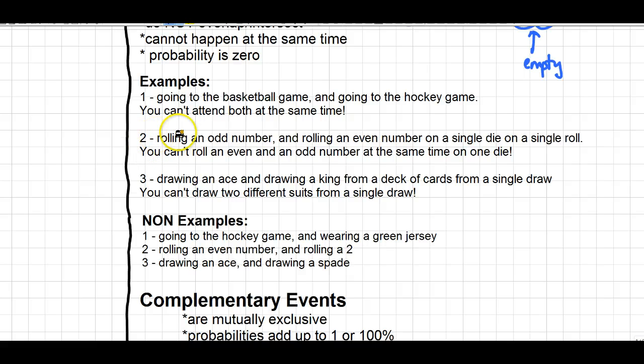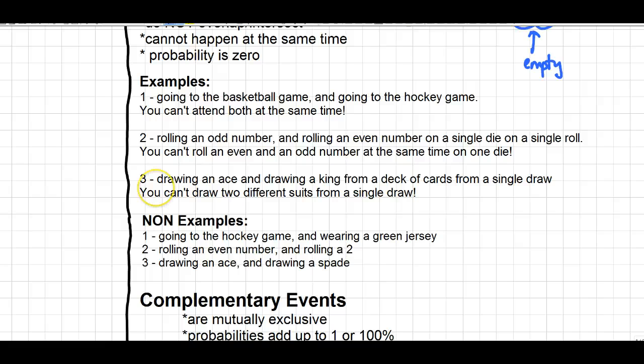More mathematical example, you roll an odd number and you roll an even number on a single die on a single roll. We all know that if you have a single die and you're only allowed to roll once, you can only roll an odd or an even. You can't roll a number that's both. I think that's pretty straightforward.